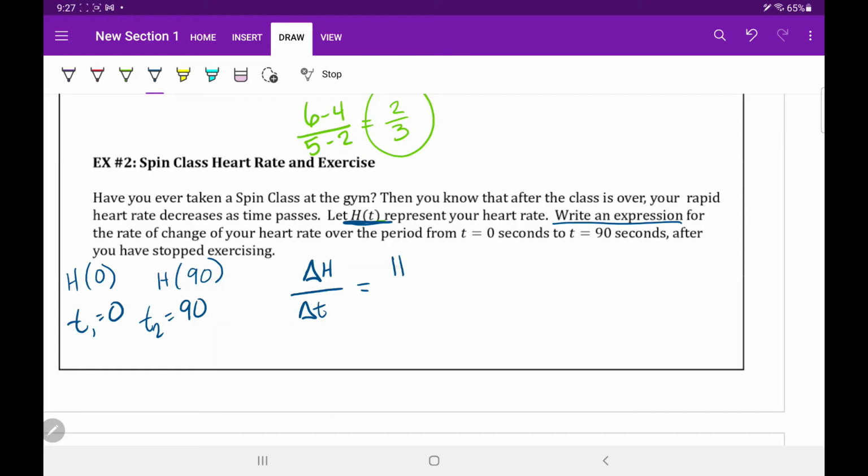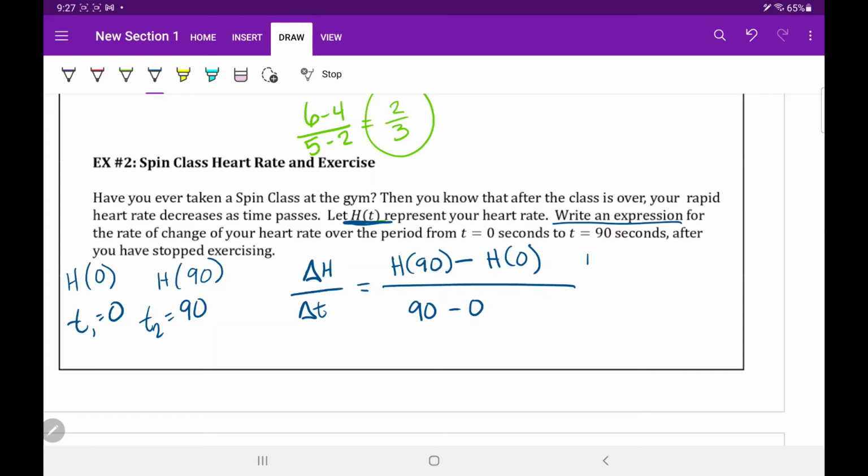Well, it would be h of 90 minus h of 0. H of 90, remember, is my heart rate at 90 seconds. H of 0 is my heart rate at 0 seconds. So h of 90 minus h of 0 over 90 minus 0. And that's it. This one's actually done, except we didn't write our units.